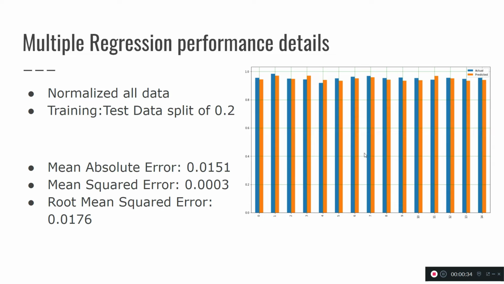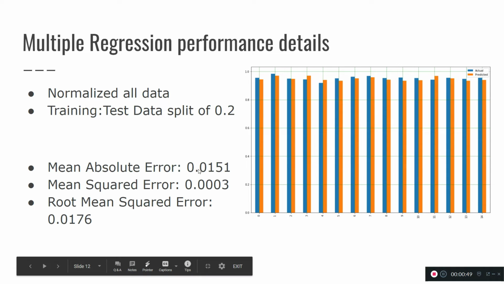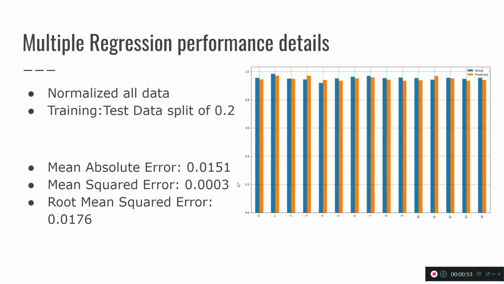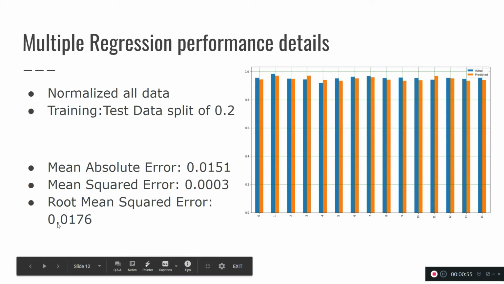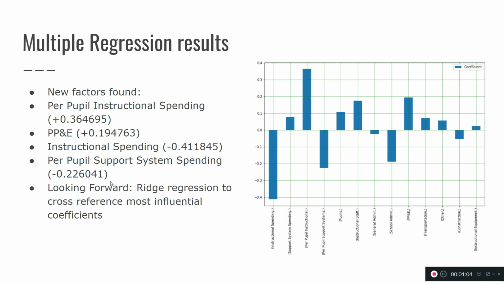And the other thing that we did before this regression is we just took a training test data split of 0.2. So we've reserved about 20% of our data in order to test at the end. And on that testing, we see that we're getting a mean absolute error of 0.0151 and a mean squared error of 0.0003 and a root mean squared error of 0.0176. So as you can see, the multiple linear regression is performing pretty well here. And we can go ahead and look at the results.